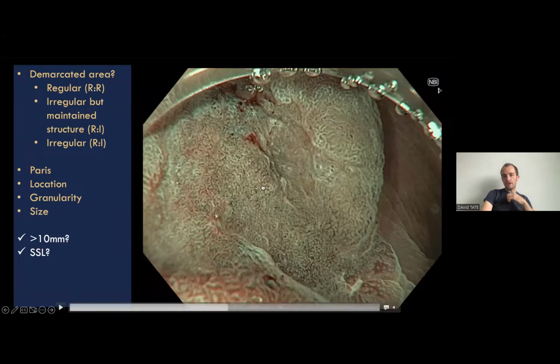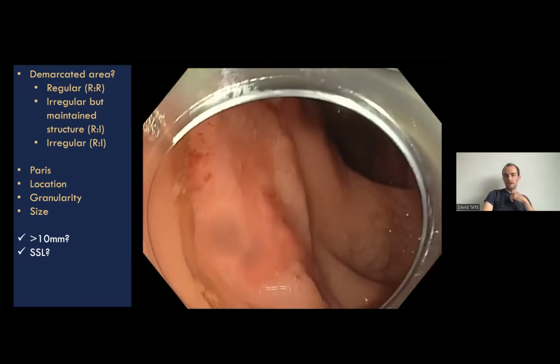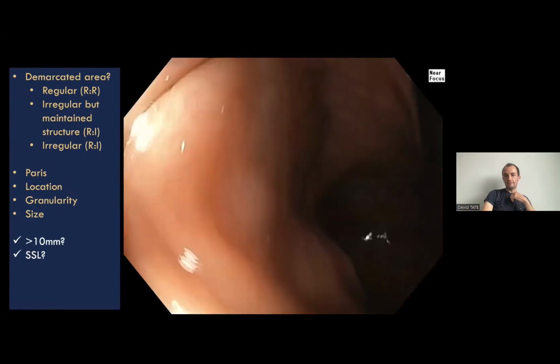And so I would argue here that this structure is disrupted, so it is irregular, but it has some maintained structure. So this is an irregularly regular demarcated area. And if you want to talk technicalities, that will be JNET 2B, and therefore you might think that there is high-grade dysplasia or early cancer within this polyp, but it certainly would be a target for endoscopic resection. The other ones we'll do later.